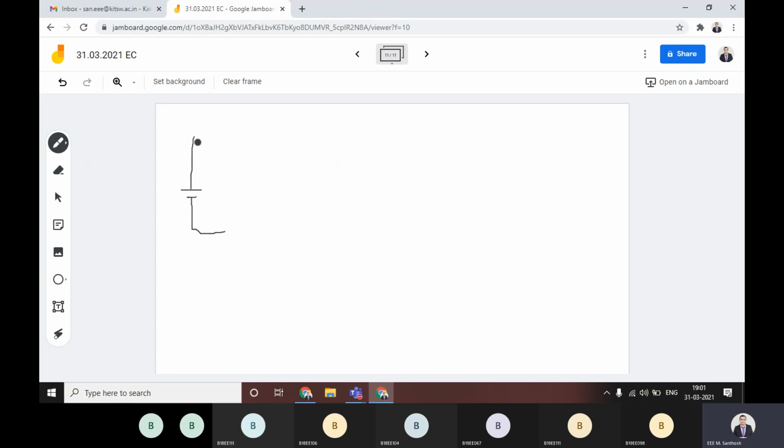Okay, now at t tends to infinity, the same circuit will be behaving like this. At t equal to infinity, steady state, does the capacitor behave like a short circuit or open circuit? Open circuit. Obviously it is an open circuit. Then this is 1 volt and this is 2 ohm, right? And this is also 2 ohm, and this one is 1 ohm.